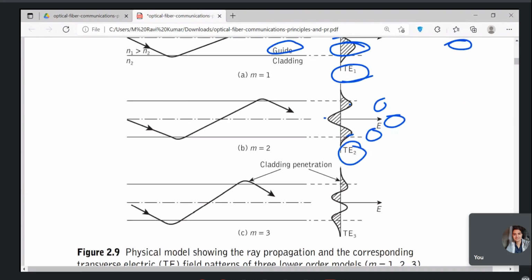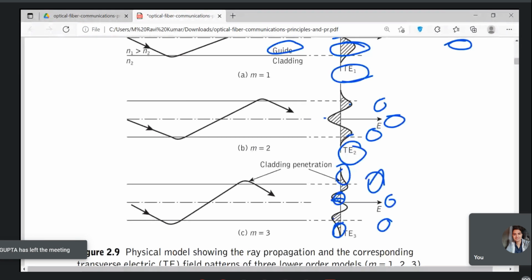And as you look at higher order modes, the intensity of light along the fiber would be reducing in the core and the intensity in the cladding would go on increasing. So here also you would be seeing three bright spots corresponding to the three peaks that you have here.